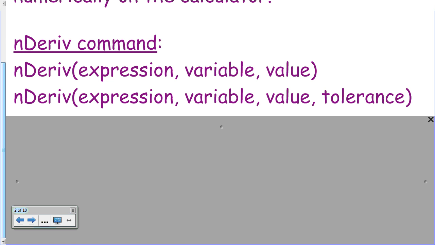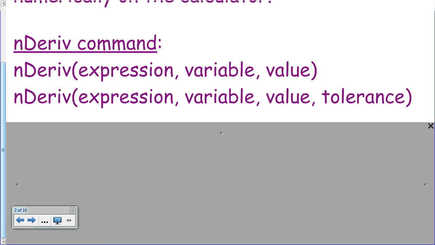Again, this nderiv command is an approximation technique. It does a very good job of approximating it. For most functions, we'll find we get the exact value. In other functions, it might be just off a little bit. But for the functions we're going to deal with, it's going to give us enough accuracy. Within 3 decimal places, we'll easily be accurate that far.